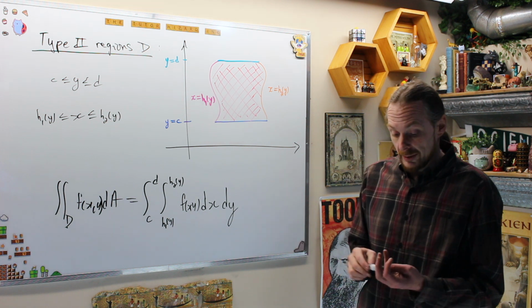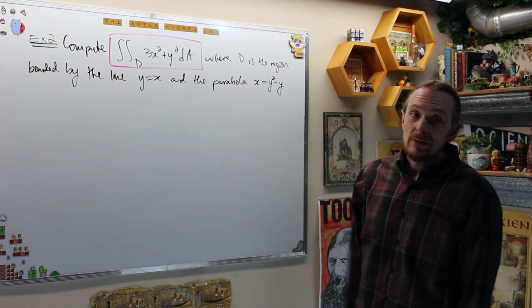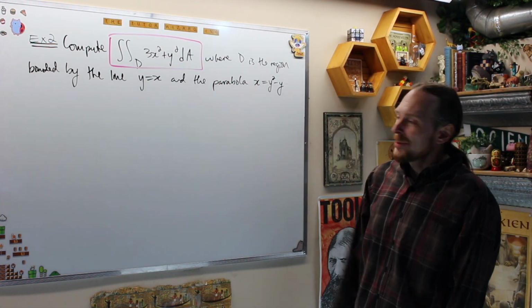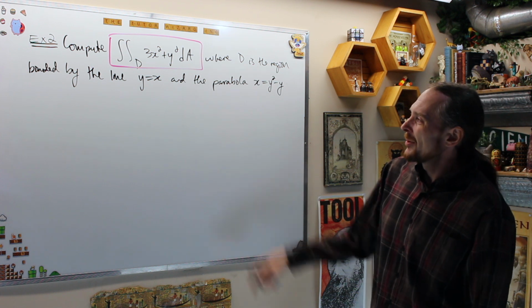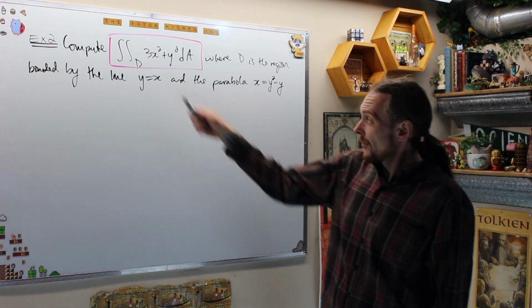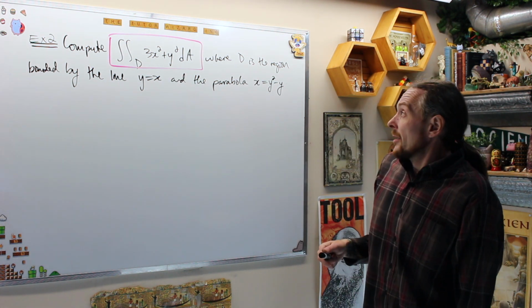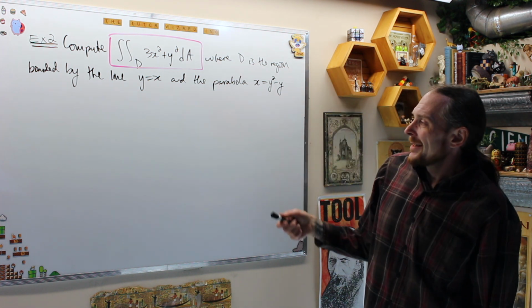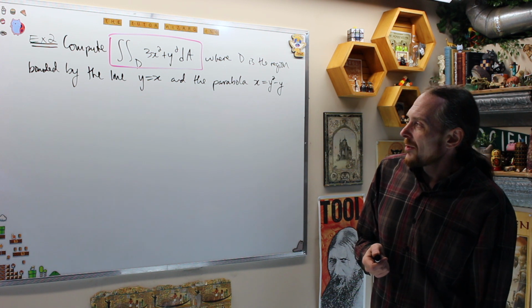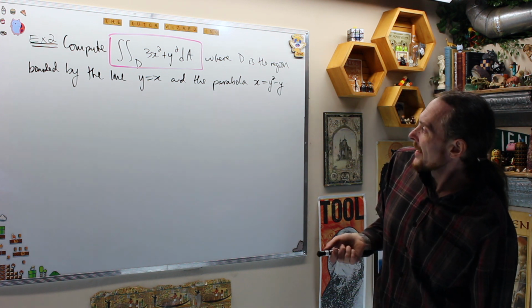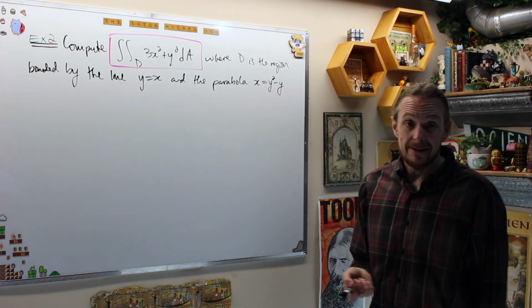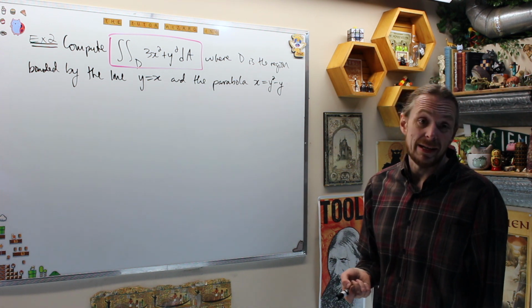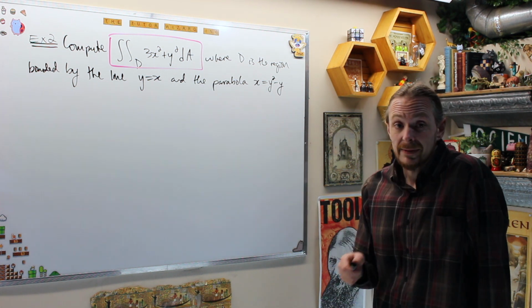Let's do an example of this one. All right, example 2, doing this of the second type region, we're going to compute this double integral over this paraboloid, where we have a region D, which is bounded by the line y equals x, and the parabola x equals y squared minus y. So technically that's not a function in the plane as I classically do it, but it's this curve nevertheless.